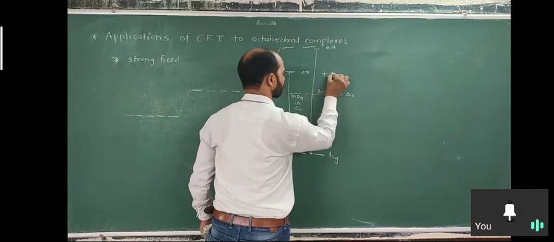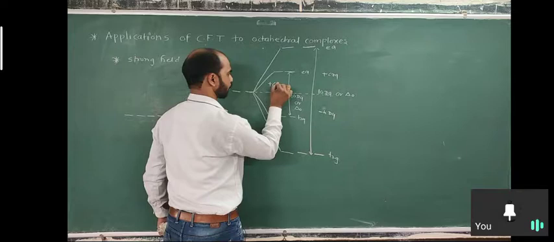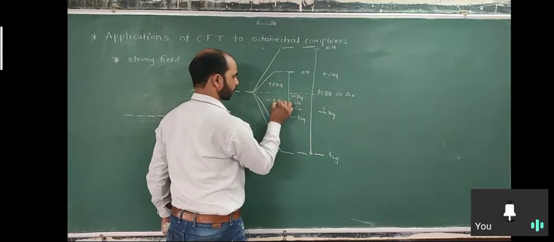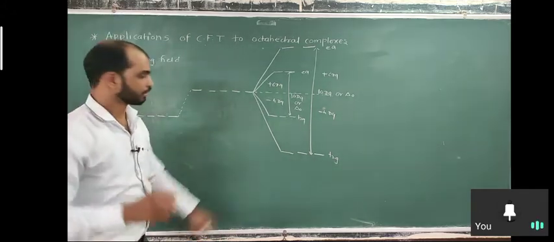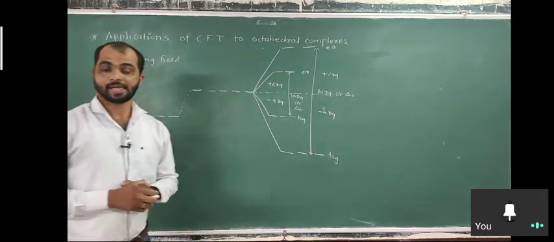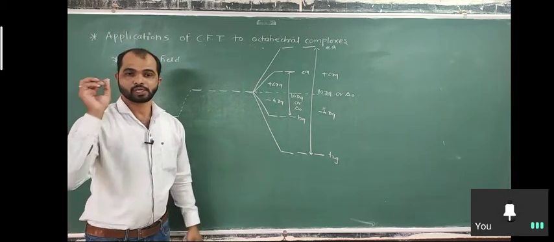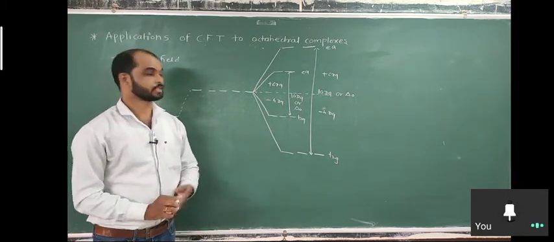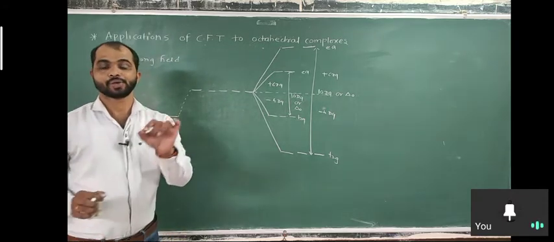Here there is plus 6 Dq and minus 4 Dq. Here again plus 6 Dq, and for this one minus 4 Dq. So here the energy difference is lower, the gap between the two energy states is lower. That means the value of 10 Dq is lower. So the ligand which causes the lower value of 10 Dq is called a weak field ligand.